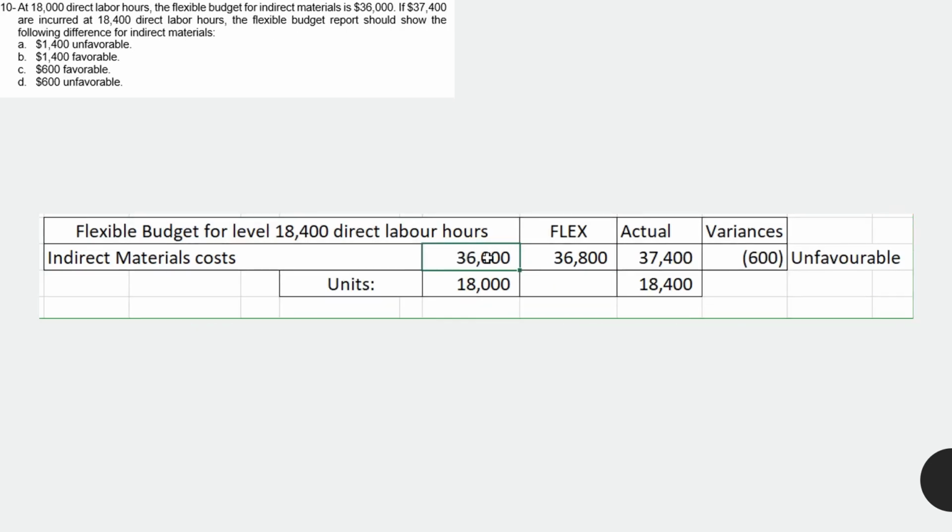Alright, this example talks about a company with 18,000 direct labor hours. They had a flexible budget for materials of $36,000 for 18,000 units. If they had $37,400 incurred for 18,400 hours, what would their flexible budget report show? In order to determine that it is unfavorable of 600, we need to determine what the flexible budget is. The flexible budget would be the indirect material cost being flexible, 36,000 divided by 18,000 units times 18,400 actual consumed would be 36,800. Less the 37,400 actual incurred gives a $600 unfavorable variance.